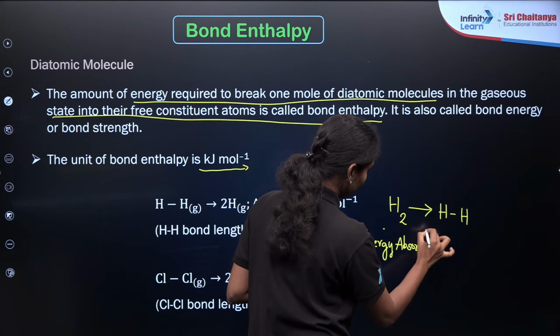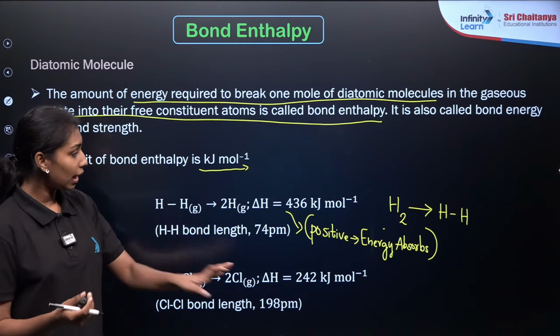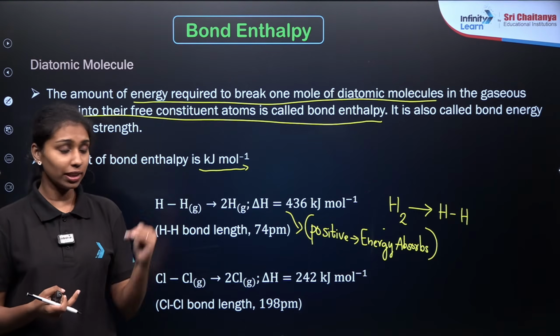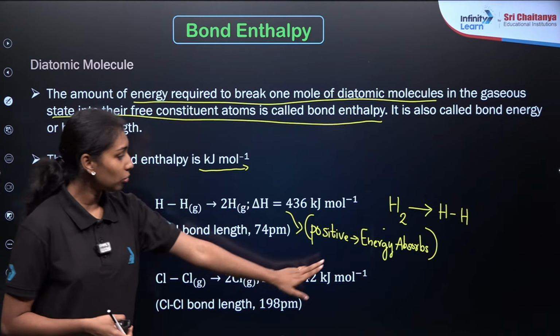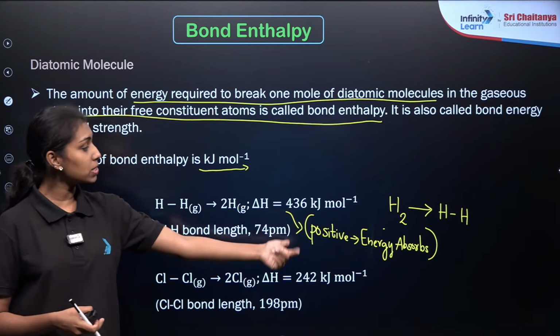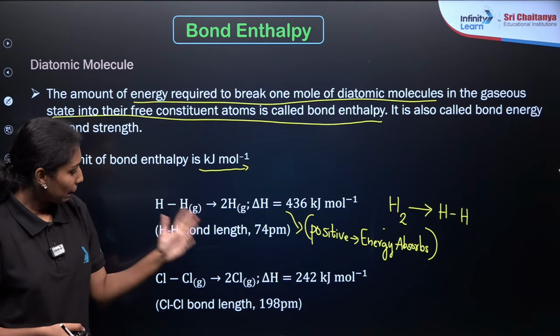So from the value of bond enthalpy, you can identify whether the process is absorbing energy or liberating energy. If the value of delta H or the bond enthalpy value is positive, we can say that this process absorbs the energy, right? So it will be energy absorbing. That's why they are having the positive value of 436 kilojoule per mole as the bond enthalpy here.